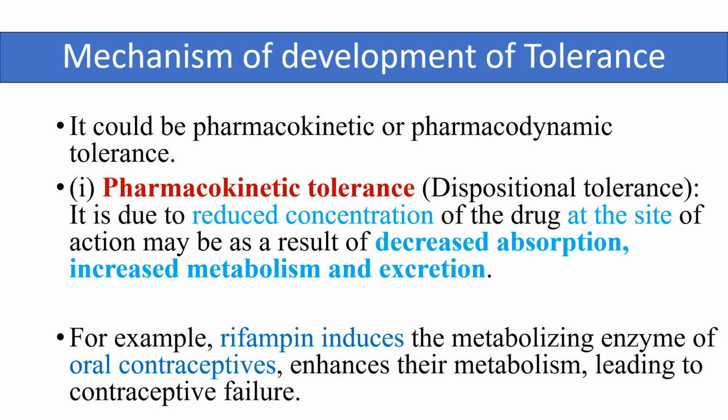First of all, pharmacokinetic tolerance is dispositional tolerance. It is due to reduced concentration of the drug at the site of action. It may result from decreased absorption or increased metabolism or excretion. An example is rifampicin, which induces metabolizing enzymes and enhances the metabolism of oral contraceptive pills, leading to contraceptive failure.